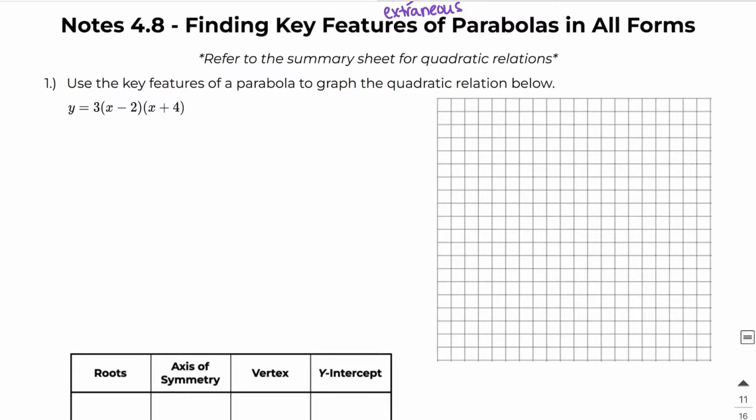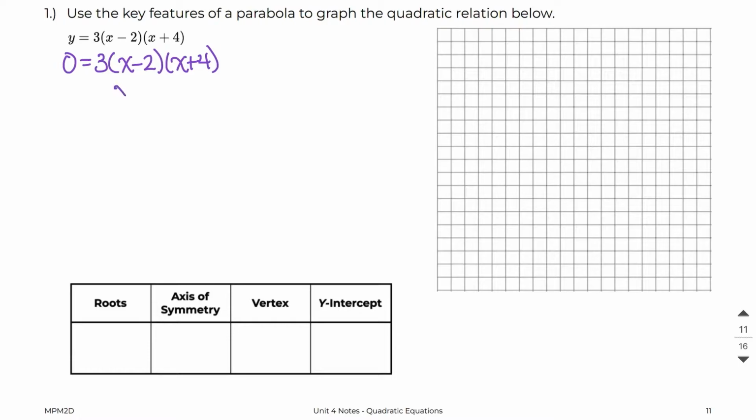So in question number 1, it says use the key features of a parabola to graph the quadratic relation below. The first thing I want to do is find the roots. So let's go ahead and find the roots. Whenever I want to find a root, I always set the equation equal to 0. So I'm going to say 0 equals 3 times x minus 2 times x plus 4. Well, what that means here is that my two roots are either going to be positive 2 or negative 4. So these are my two roots, 2 and negative 4.